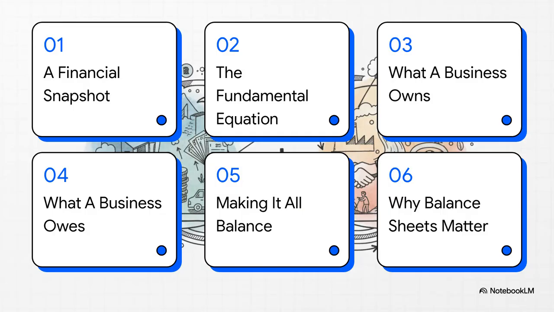All right, so here's the game plan. We're going to start with the basics. What exactly is a financial snapshot? Then we'll get into the fundamental equation. This is the unbreakable rule behind it all. From there, we'll look at the two big sides, what a business owns and what it owes. We'll even make it all balance with a real world example. And then we'll wrap up by talking about why any of this really matters.